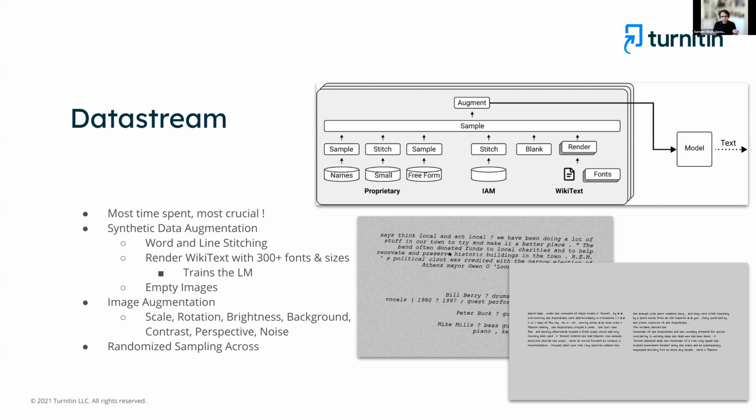We also generate synthetic data from Wikitext with about 300 plus fonts. We have the IAM data sets. We have our proprietary data sets. And over there also, we augment the data set itself by stitching together lines or words if we have them available, and synthetically creating handwriting paragraphs.